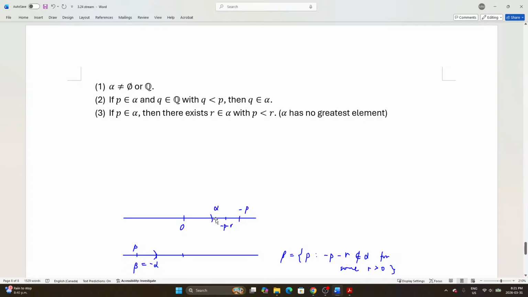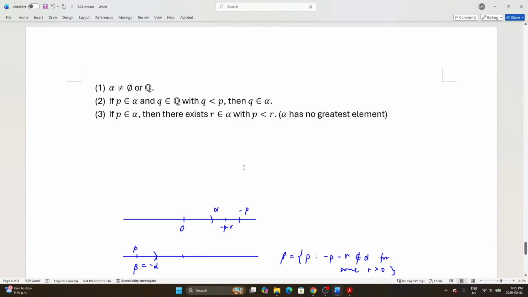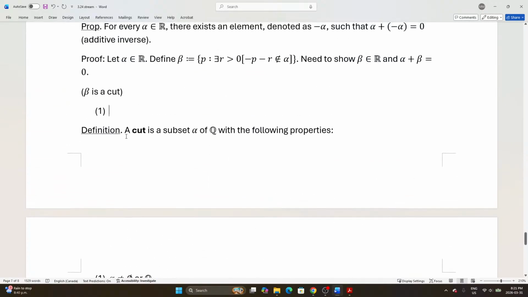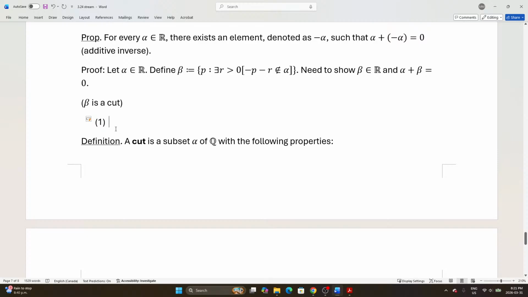If we take, let's say, S not in alpha, and the opposite of S is, how do we construct that? The first property of beta being a cut seems to be a little bit tricky. We need to show that beta is not empty.